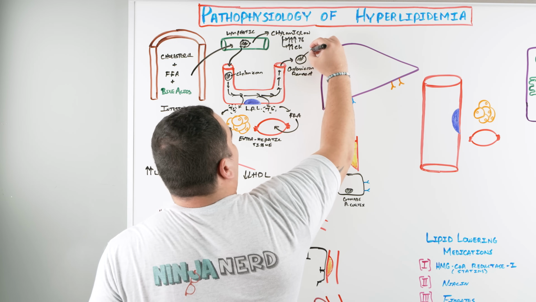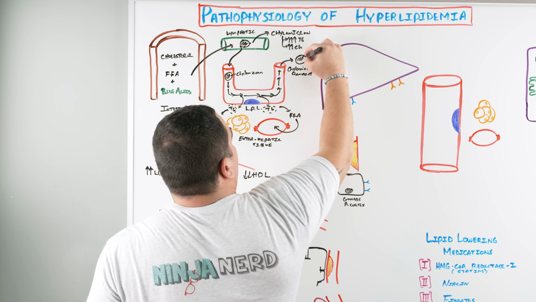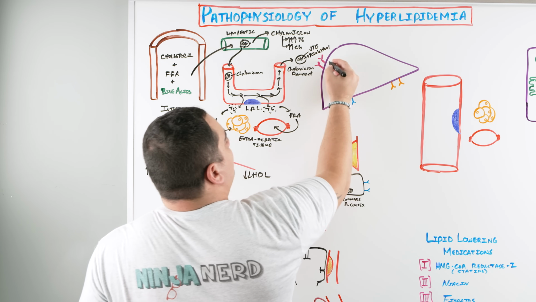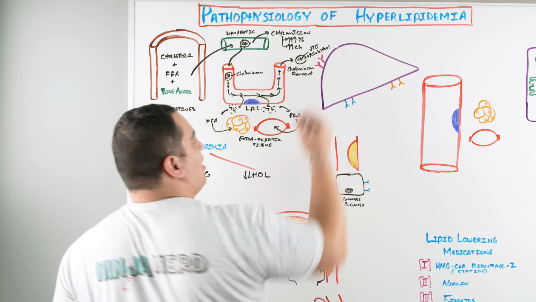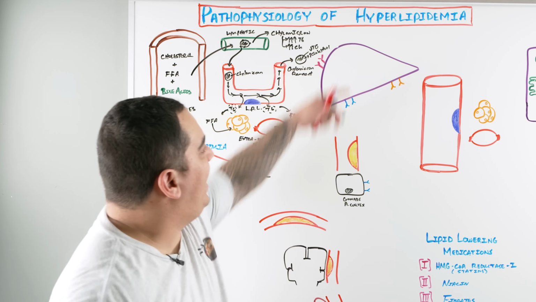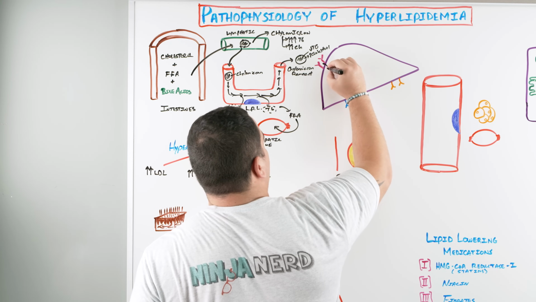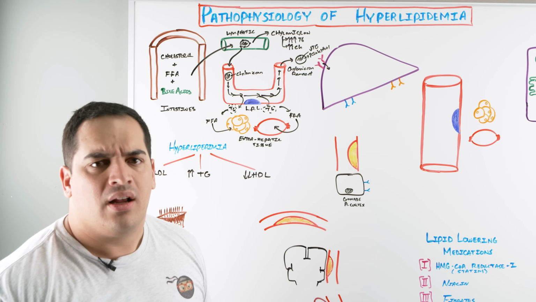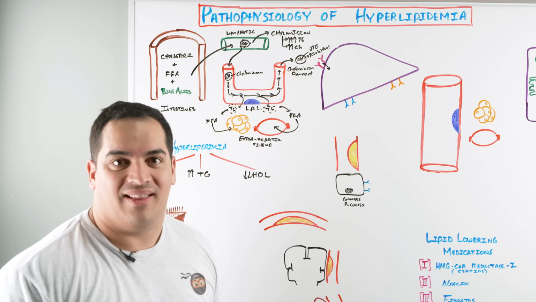And again, it doesn't have as much triglycerides, but it does have a lot of cholesterol. What it'll do is bind onto these receptors that are present on the liver, and it'll take the cholesterol and triglycerides from this chylomicron and put them into the liver.